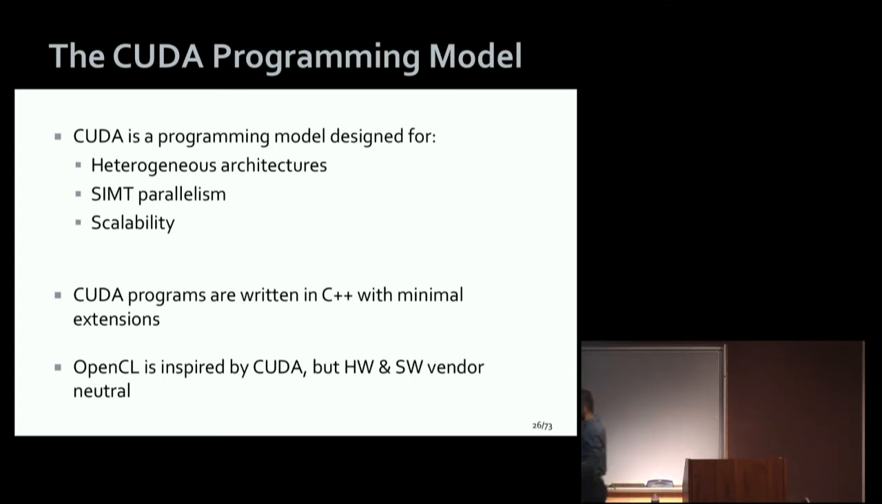CUDA is a proprietary compiler for NVIDIA. On the AMD side, there is OpenCL, which is actually a consortium between Apple, AMD, Qualcomm, where you can write code in OpenCL and run it on AMD software. And they're pretty close to each other.